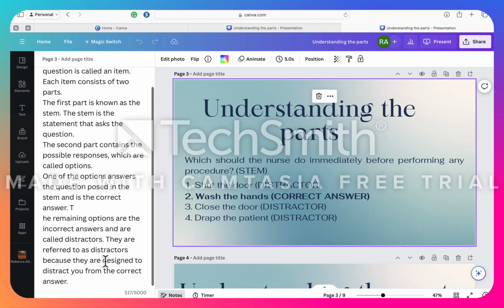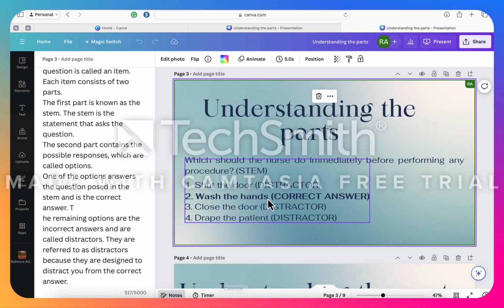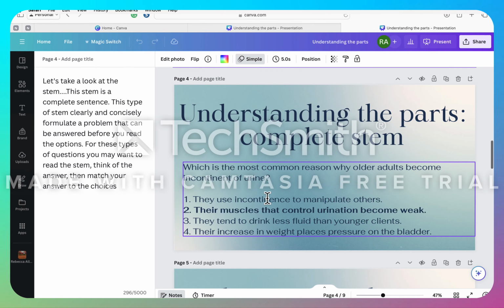When we're reading questions, we want to make sure that some questions are read in a certain way and some questions are read in others. We'll talk about those as we go along. So those are the parts. So let's talk about a complete stem. This type of stem is a complete sentence.